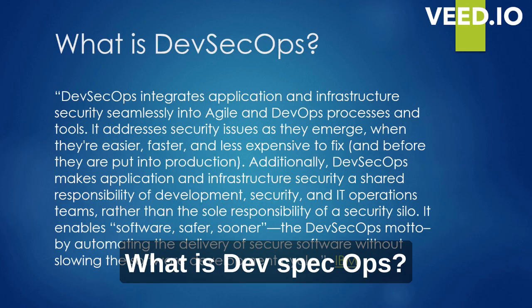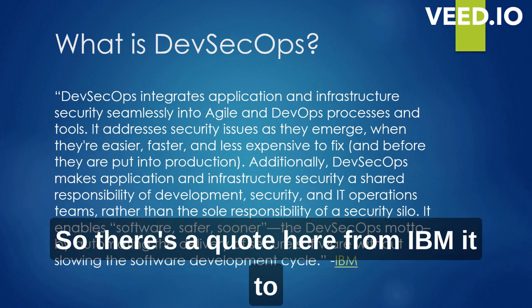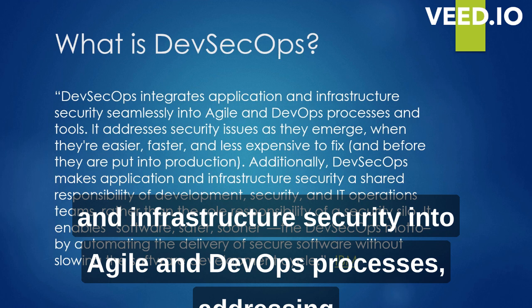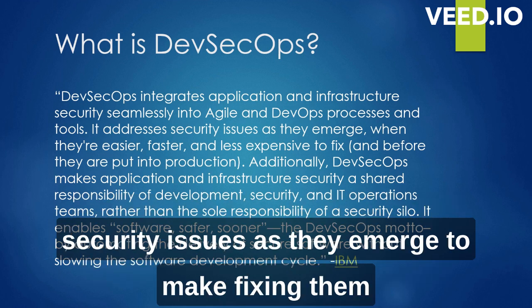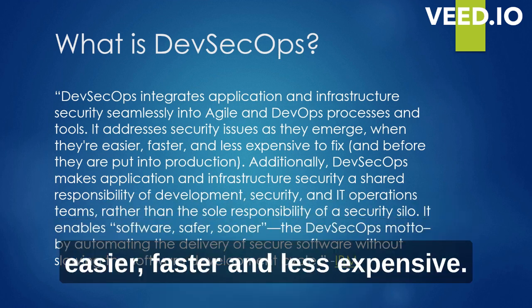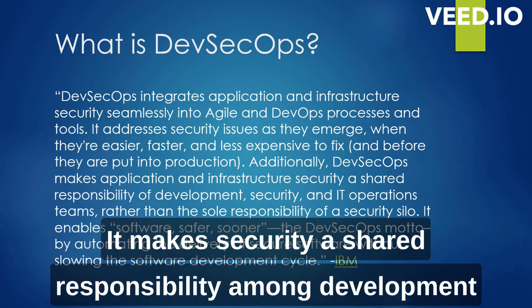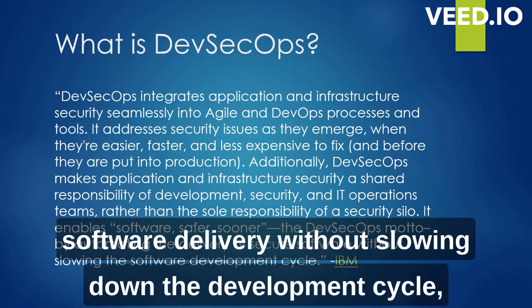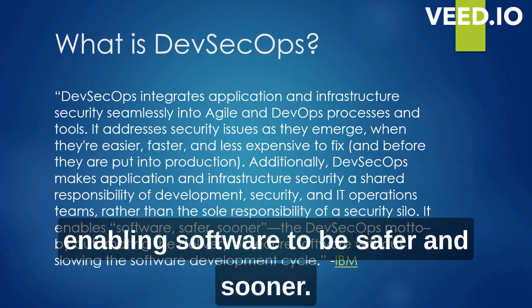So, what is DevSecOps? There's a quote here from IBM. To summarize it, it says, DevSecOps seamlessly integrates application and infrastructure security into Agile and DevOps processes, addressing security issues as they emerge to make fixing them easier, faster, and less expensive. It makes security a shared responsibility among development, security, and IT operations teams, and automates secure software delivery without slowing down the development cycle, enabling software to be safer and sooner.